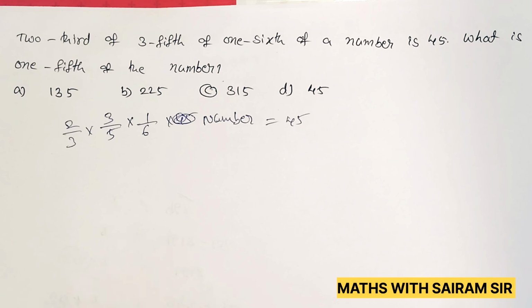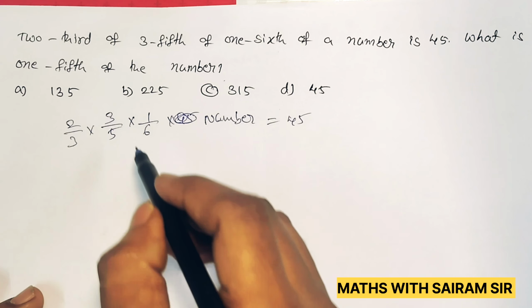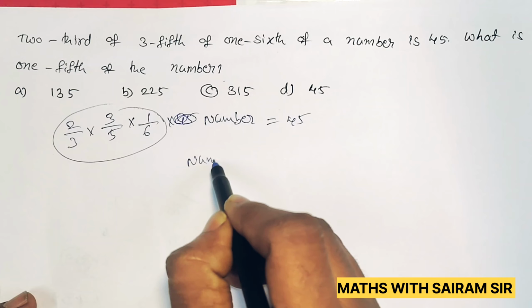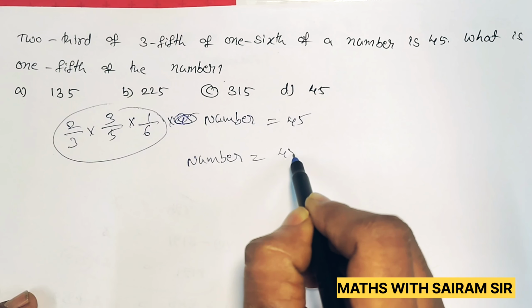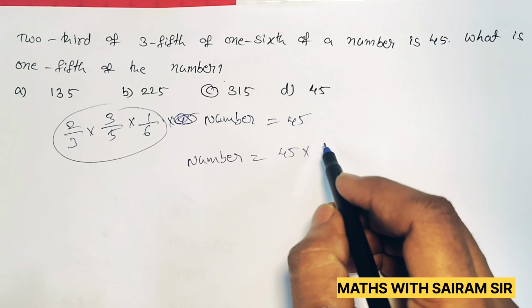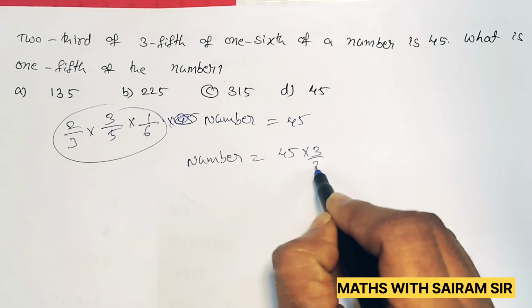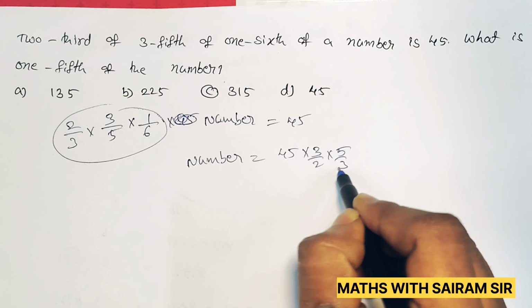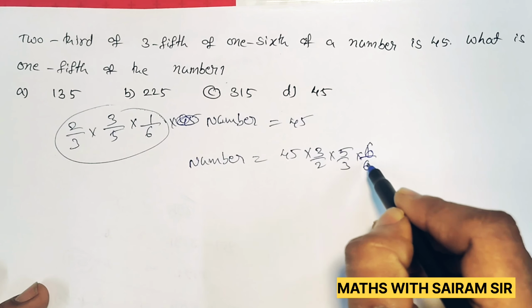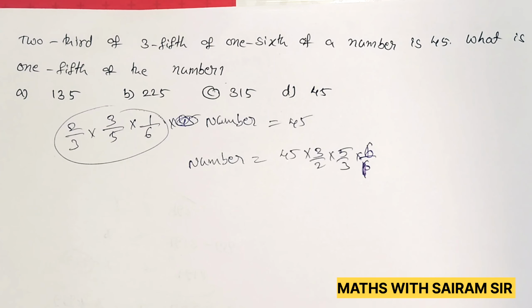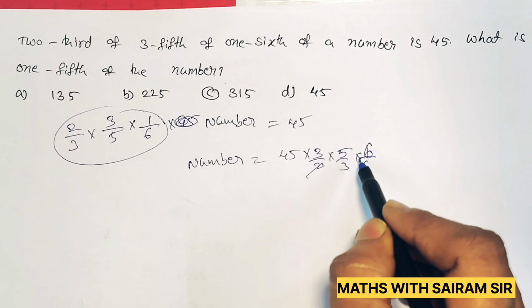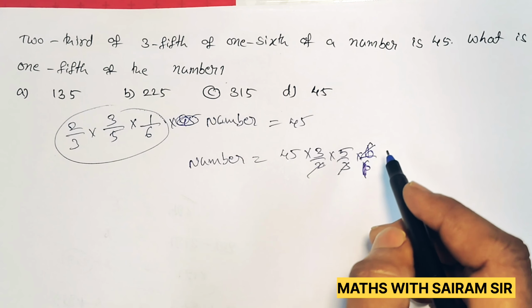Firstly we should find out that required number. So for that we should transpose all these terms to the other hand. So the required number becomes what? 45 into, and transposing all these multiplied terms to the other hand, they become reciprocals. So 3 by 2 into 5 by 3 into 6 by 1 you will get. 2 3s are 6, 6 get cancelled.